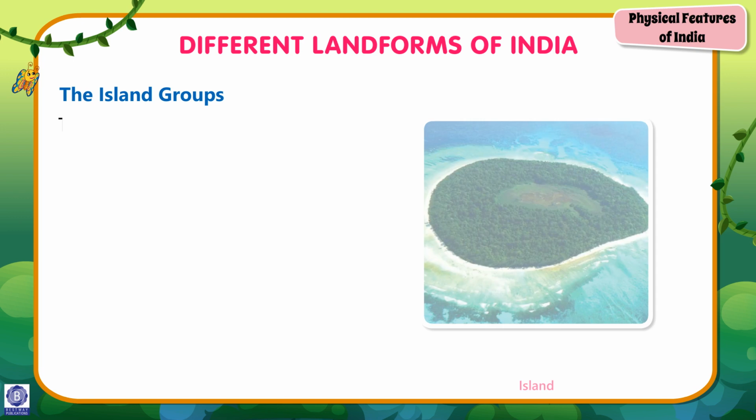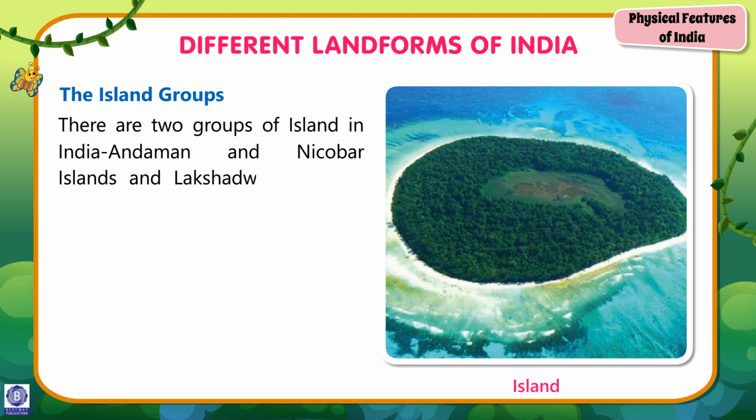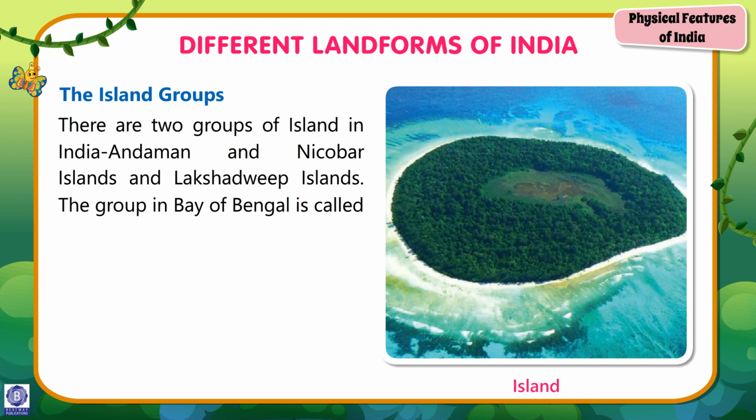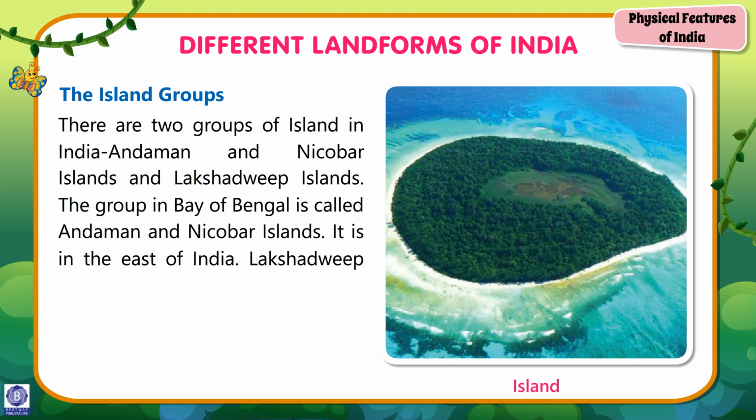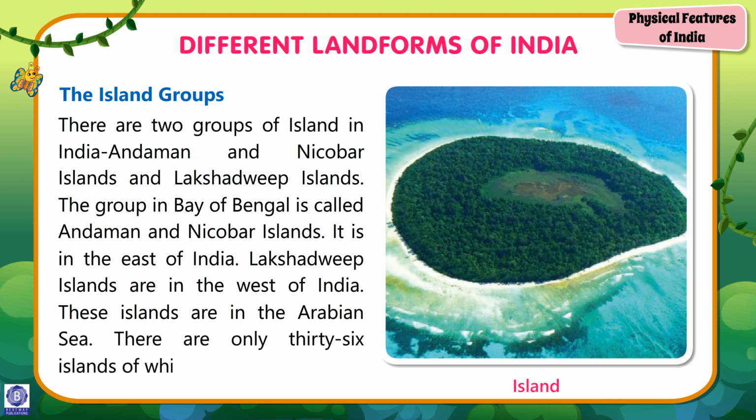The island groups. There are 2 groups of islands in India, Andaman and Nicobar Islands and Lakshadweep Islands. The group in the Bay of Bengal is called Andaman and Nicobar Islands. It is in the east of India. Lakshadweep Islands are in the west of India. These islands are in the Arabian Sea. There are only 36 islands, of which 10 are inhabited.